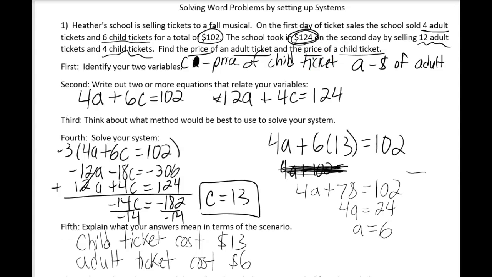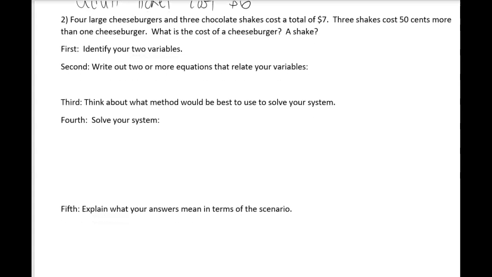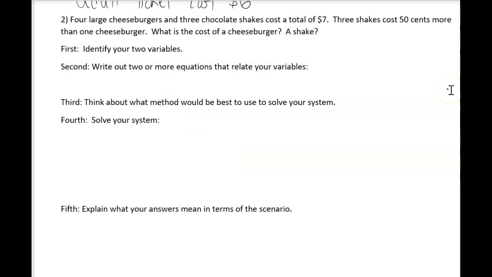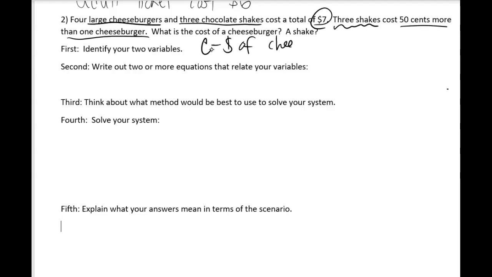Alright, so we'll try one more together here. So this one is 4 large cheeseburgers and 3 chocolate shakes cost $7. So 4 cheeseburgers, 3 shakes cost $7. And then we have 3 shakes cost 50 cents more than 1 cheeseburger. We want to know the cost of a cheeseburger and a shake. So C will be the cost of a cheeseburger, and S will be the cost of a shake. Sorry, that looks really sloppy. You guys get the idea?